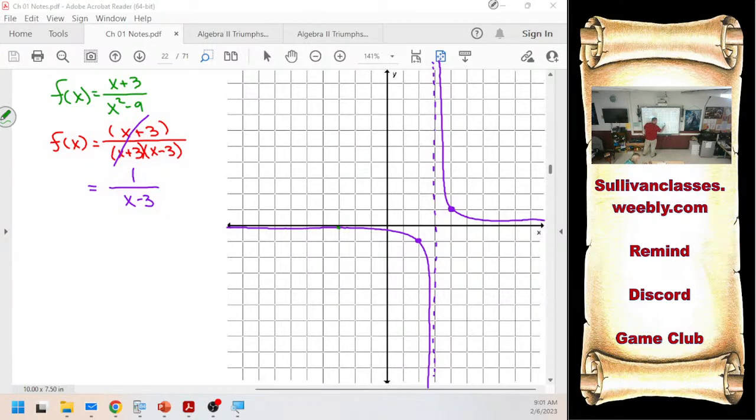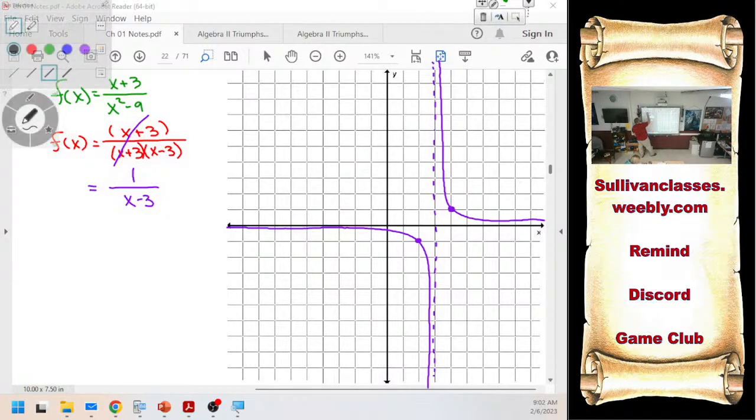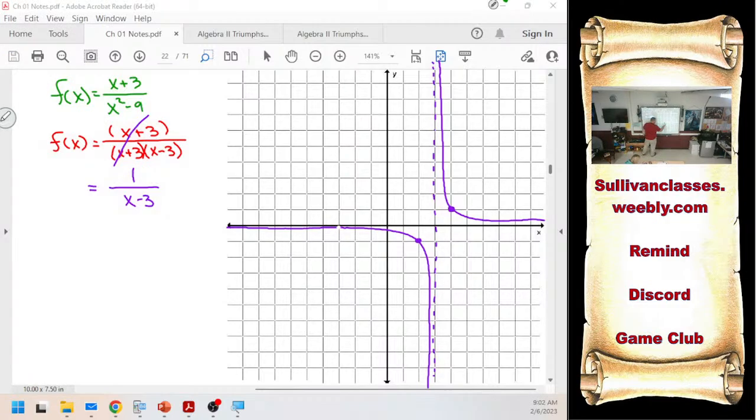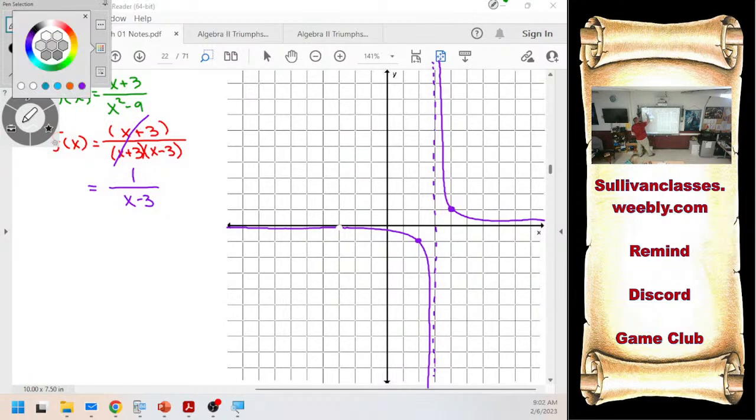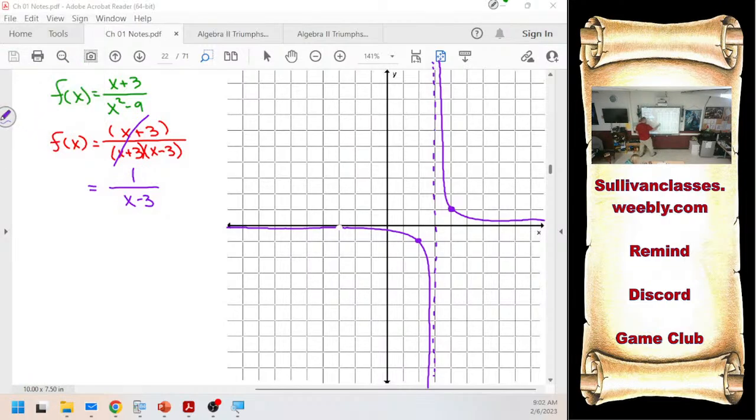Back here at negative 3. No. Stop that. I said black. There you go. You got to be smarter than the calculator and understand that there is a hole back here at negative 3.